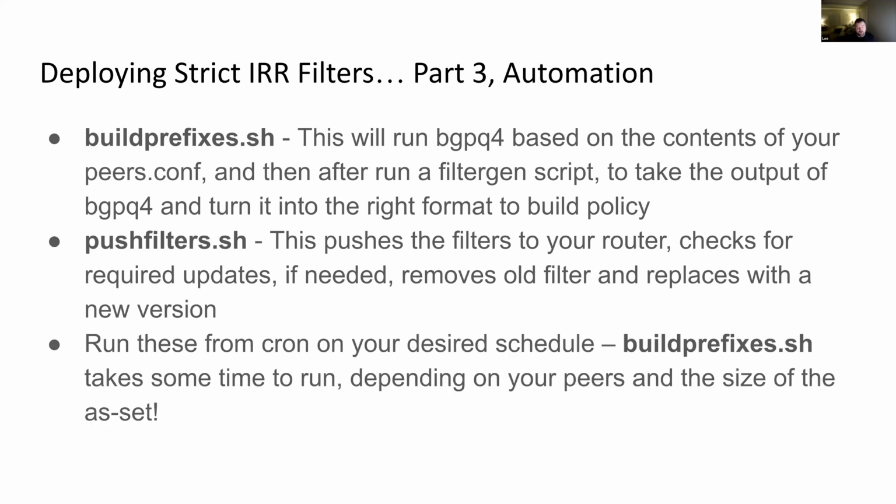Run these from cron. I run the build prefixes one fairly frequently to catch prefix updates, and I'm currently running the push filters one twice a day. Build prefixes can take a while to run. Obviously, it's pulling down from the IRR the various AS sets. I have a couple of peers which are fairly sizable on an exchange in San Francisco, so it does take a little while to run.